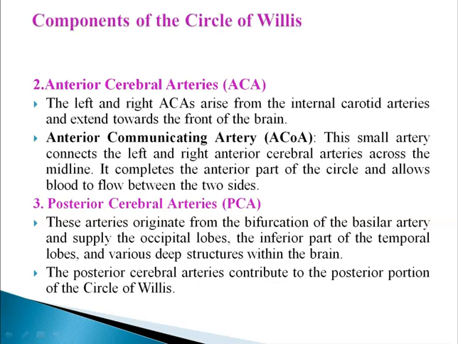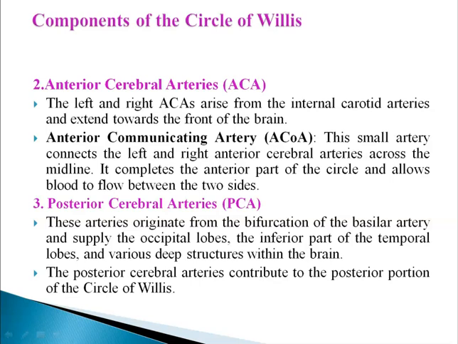The next comes the anterior cerebral artery. The right and left ACA arise from the internal carotid artery, and extend up to the front of the brain. The anterior communicating artery, that is the ACOA, this small artery connects the right and left anterior cerebral artery, as I showed you in the diagram, across the midline. So it completes the anterior part of the circle and allows the blood to flow between these two sides.